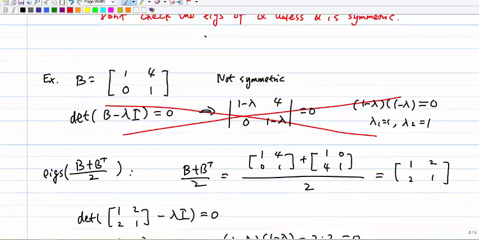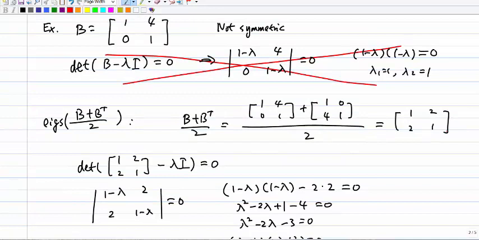To get the symmetrical portion, we compute B plus B transpose, divided by 2. Since we are given B, we can compute B transpose and add it. That's the symmetrical portion of it. So it's 1, 2, 2, 1. Then we can compute the eigenvalues of this matrix, the symmetrical portion.